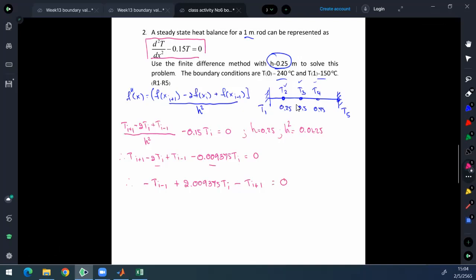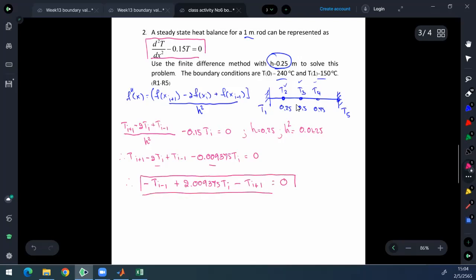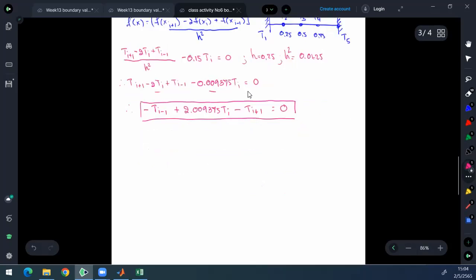After we have this equation, we will move to each node. We will consider node number 2 first.